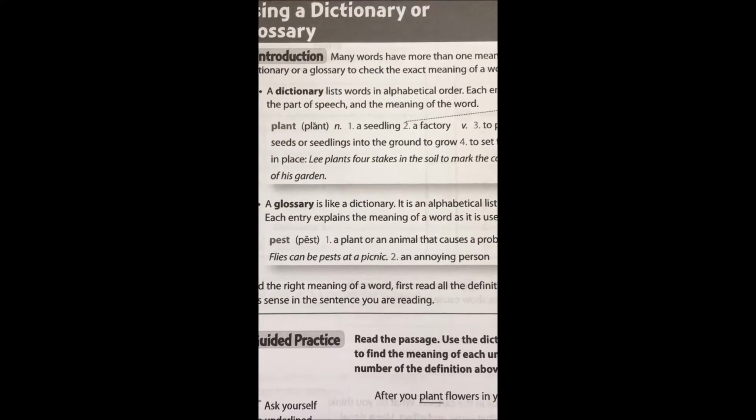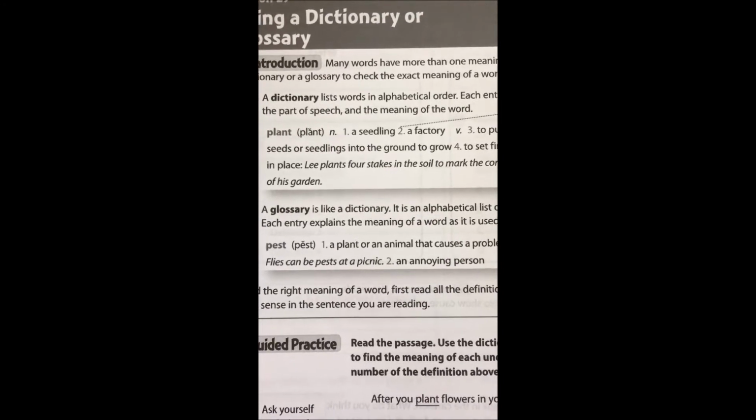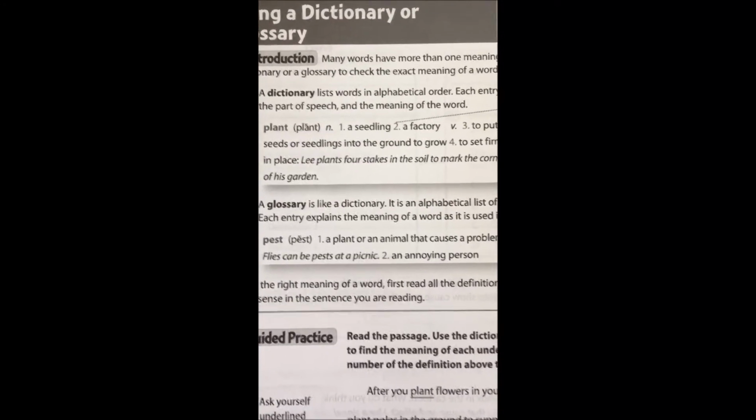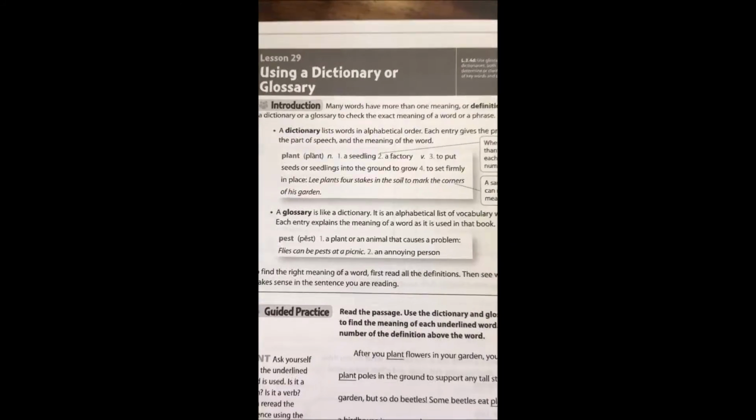So for example, my dad works at a plant. He works at a factory, okay? He doesn't work at a seedling. So that's one way that plant is used.